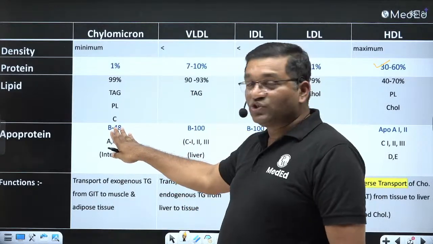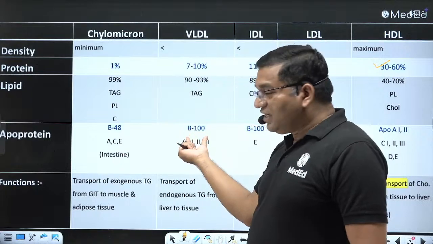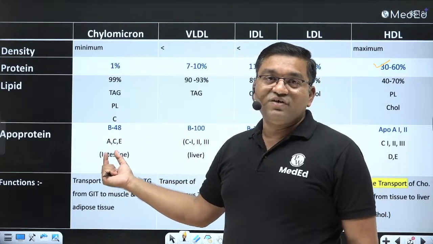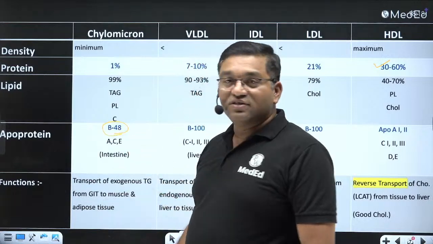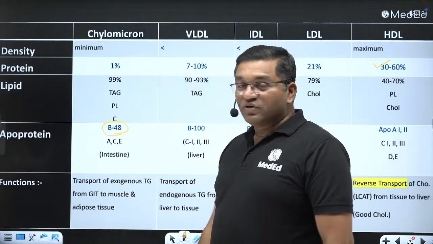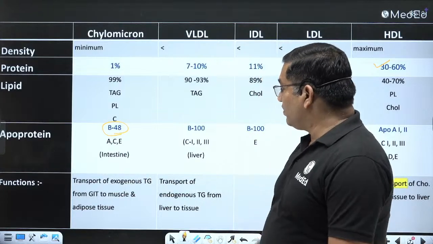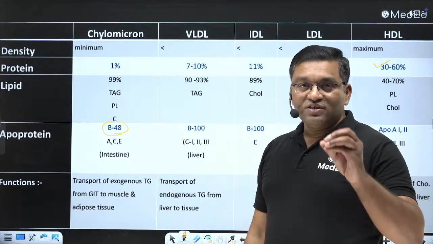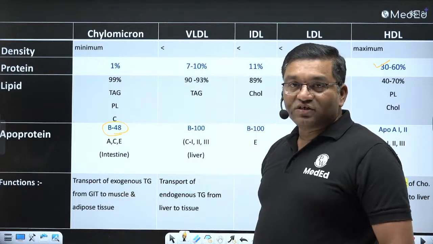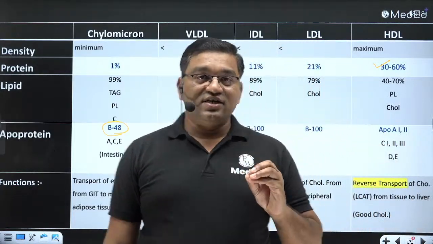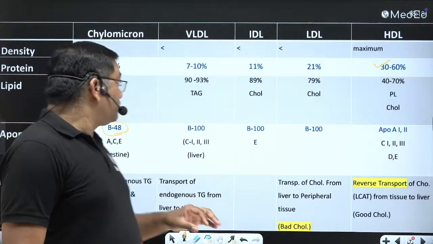This is premature termination of protein synthesis. CAA in the liver is converted into UAA in the intestine, leading to 48% of the protein synthesis, which causes B48 synthesis in the intestine. So B100 and B48 are an example of RNA editing. Now what is the function of chylomicron? It is for the transport of exogenous triacylglycerol. Exogenous means dietary, from the intestine to the peripheral tissues.